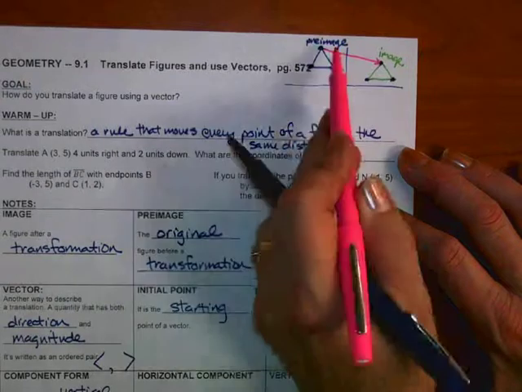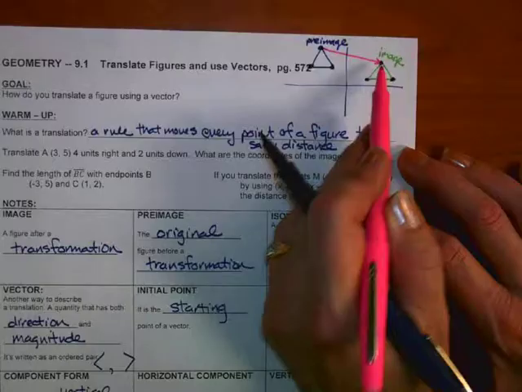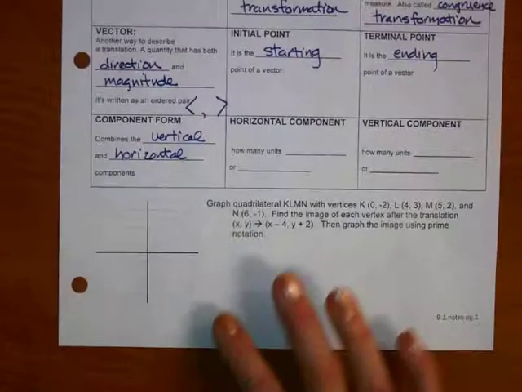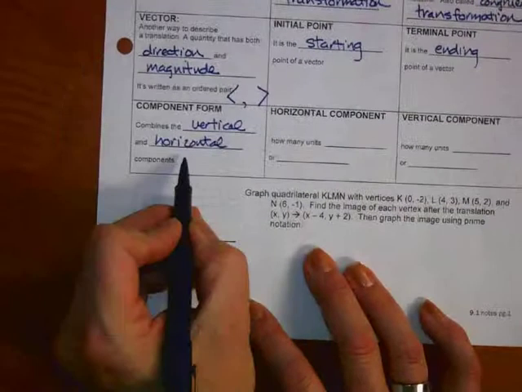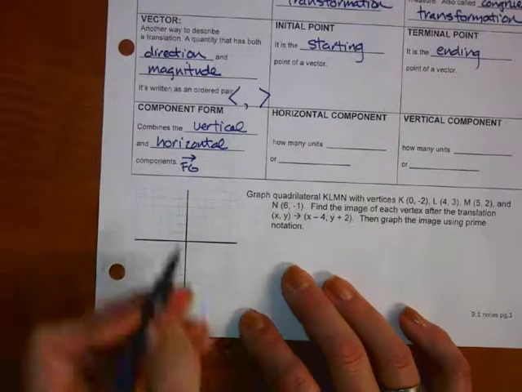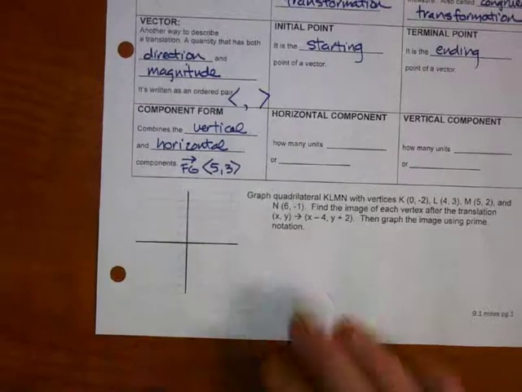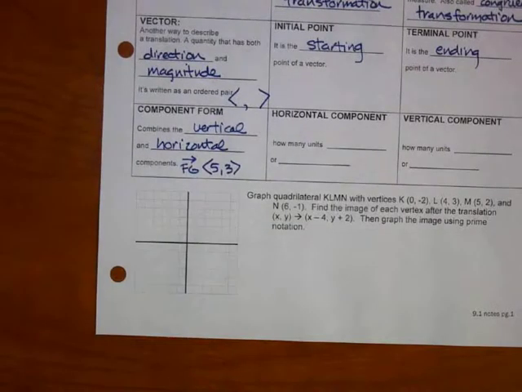Okay, and it talks about the horizontal movement and the vertical movement, and we're going to look at that. So it's actually written like a ray. So write this right here. Let's say we have vector FG, and this is its component. So vector FG, and it's a 5, 3, and I'll show you what that means.